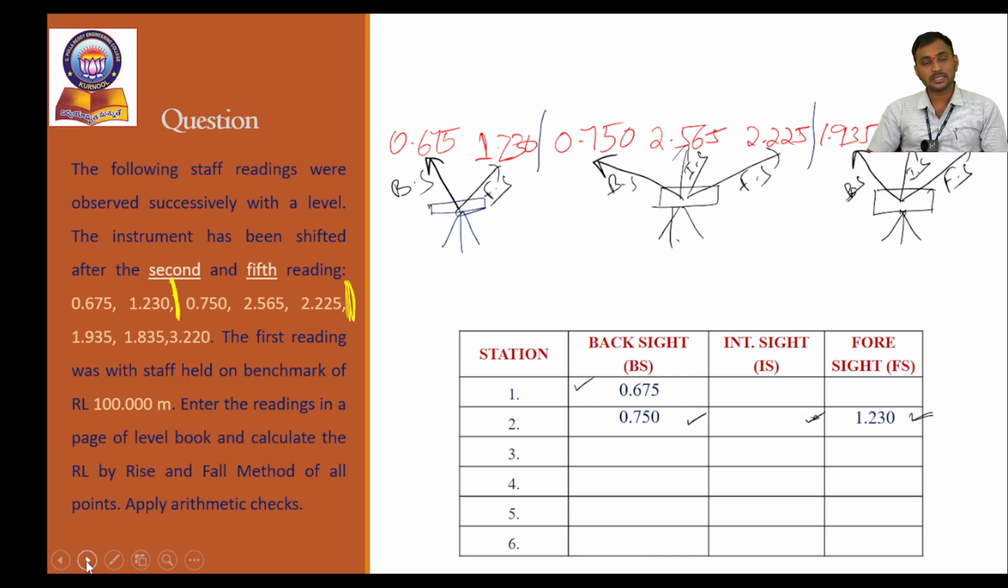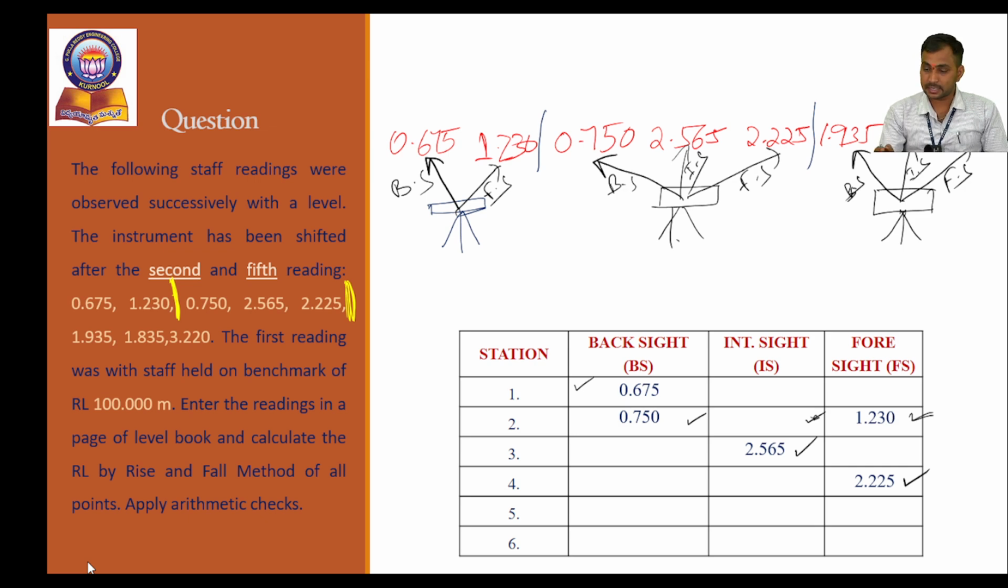Okay, my dear students. Right. And next, what is the 2.565 value? Intermediate side for the next station. It will become here. Right. Next, foresight value is 2.225. For the foresight, it will become here.